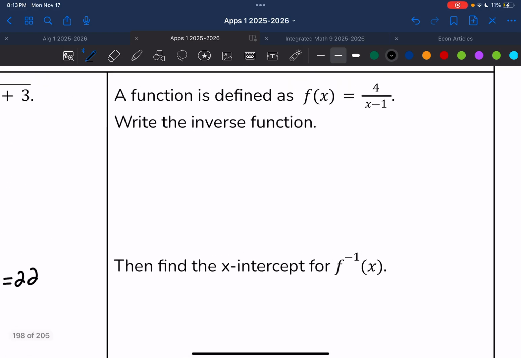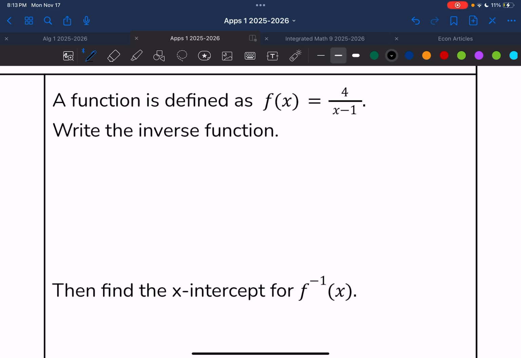Okay, moving on to this one over here. We want to find the inverse function here. We do y is equal to 4 over x minus 1. And I'm going to switch x and y. So that means we would have x is equal to 4 over y minus 1. And this can be a little bit tricky to work out, but what I'm going to do is multiply both sides by y minus 1. That way the y minus 1's over here cancel out.